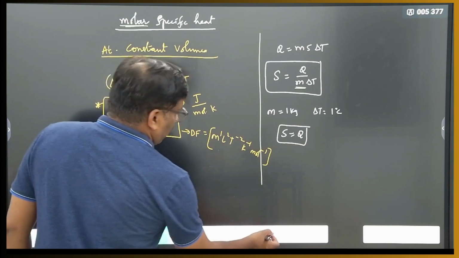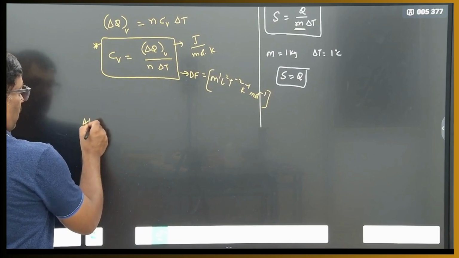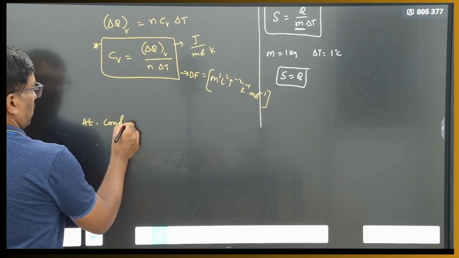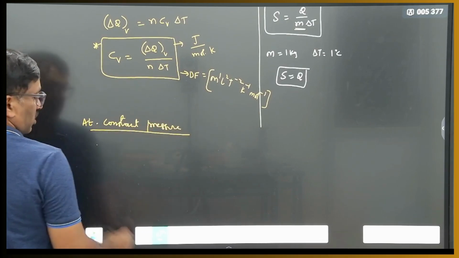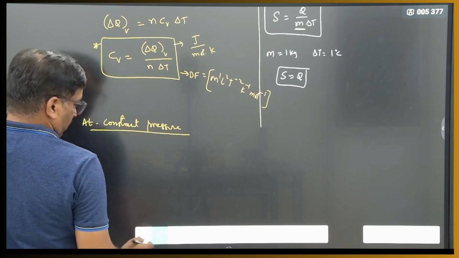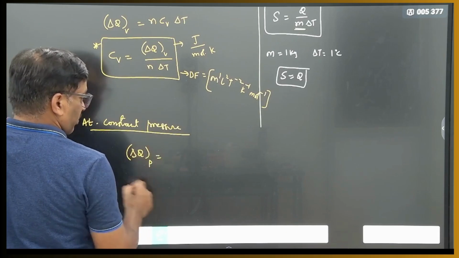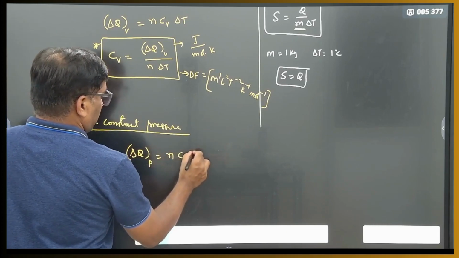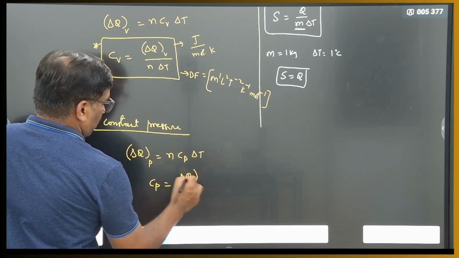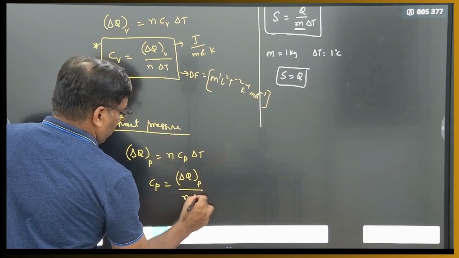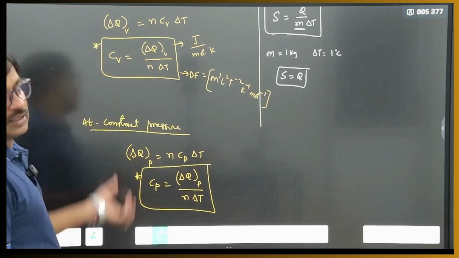Similarly, we can write it at constant pressure. The amount of heat energy at constant pressure is N into Cp into delta T. Cp is nothing but delta Q at constant pressure divided by N into delta T. Clear? So what are this Cp and Cv?